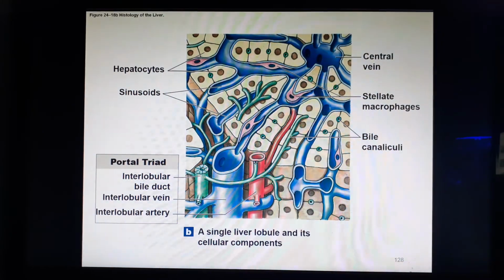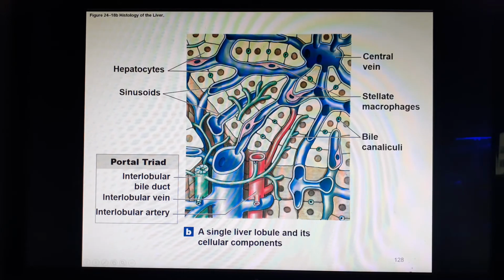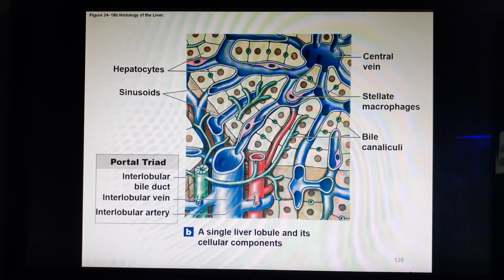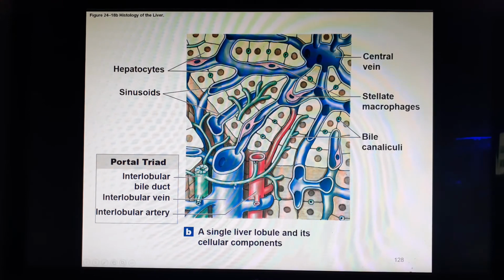Get this to move. Here we go. Central vein, okay? Here are our sinusoids, our capillaries. We have some interlobular bile duct, interlobular vein, and interlobular artery form our triad. So we're going to be bringing a lot of the blood in, right? We're going to be sending it through the veins. We're going to be collecting some of the nutrients and storing some and secreting others. And then we're going to put it out into the circulation.